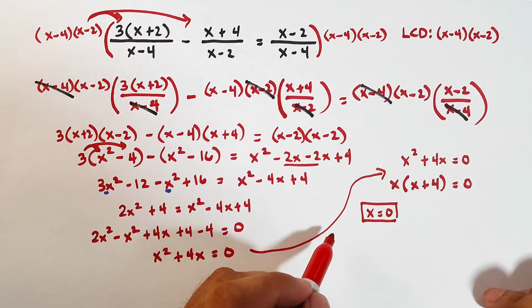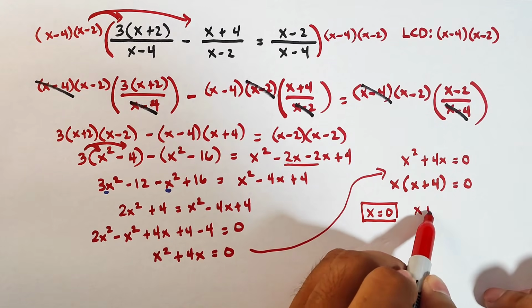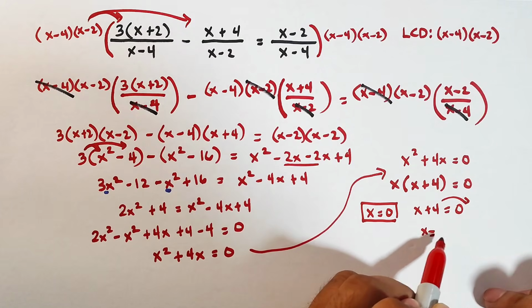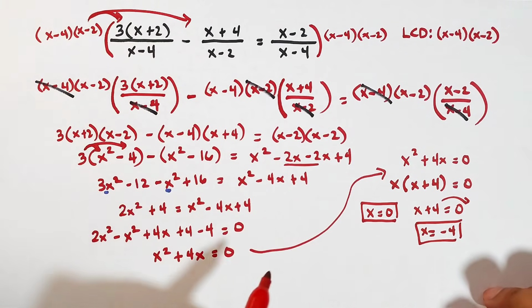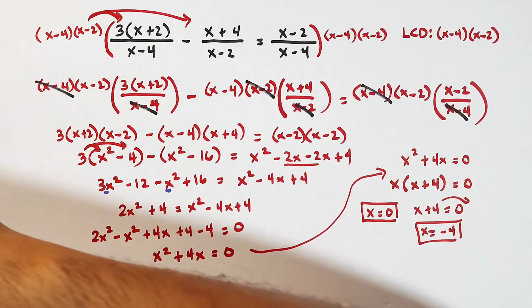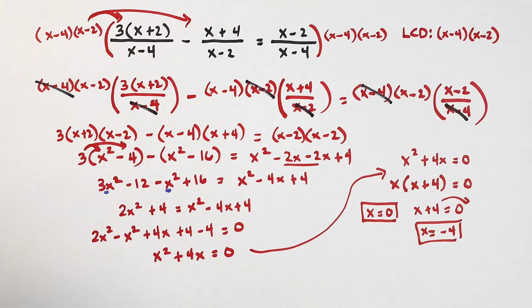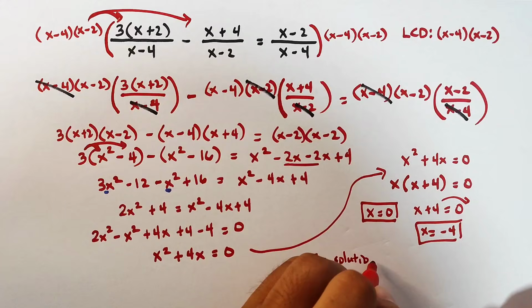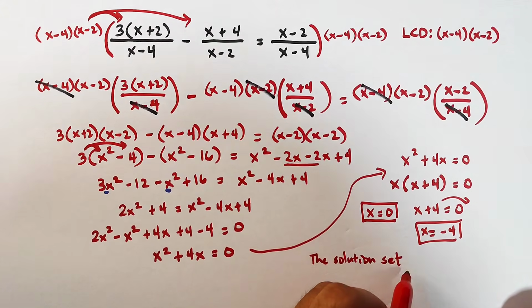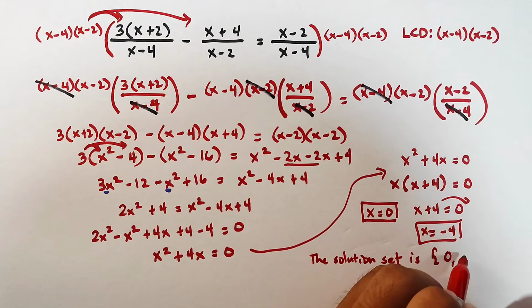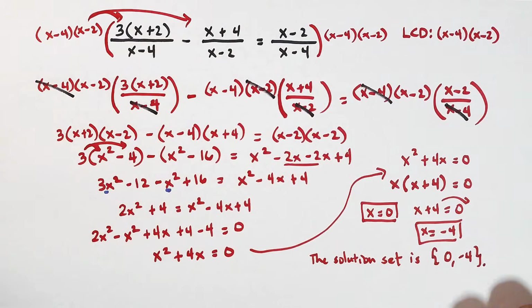Next, equate x plus 4 by 0. Transpose this. This is x is equal to negative 4. And as you can see, the values of x are 0 or negative 4. In solution set naman, when your teacher asks you about the solution set, so we could say that the solution set is 0, negative 4. These are the possible values of x in this given rational equation.